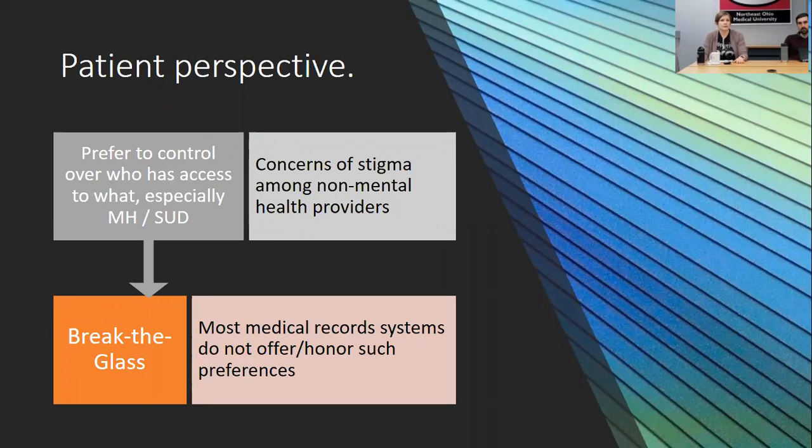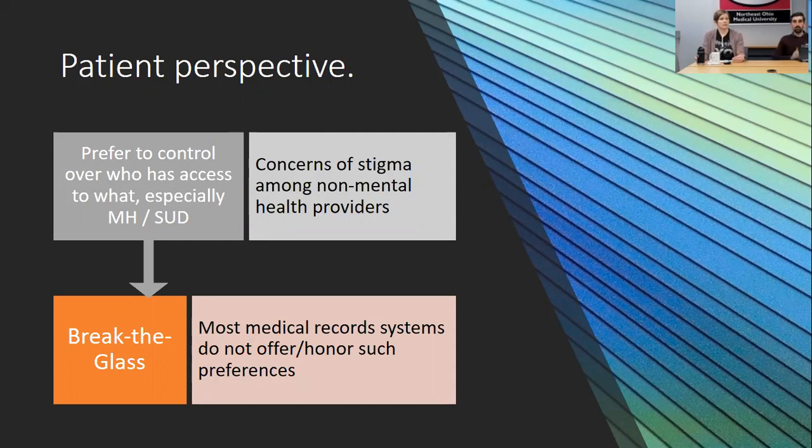So from the patient perspective, patients, when surveyed, prefer to have control over who has access to what, particularly mental health and substance use disorder treatment records. There is a lot of concern about stigma among non-mental health providers. The concern is that if you have a fully integrated system and your podiatrist looks into your mental health records, now you might face some different kind of treatment from those other providers. We know that diagnostic overshadowing does happen, and that stigma around mental health and substance use disorders still exists. So I can understand the concerns.